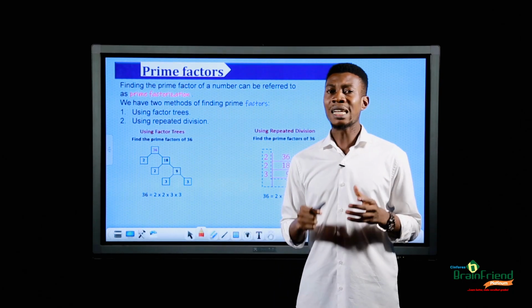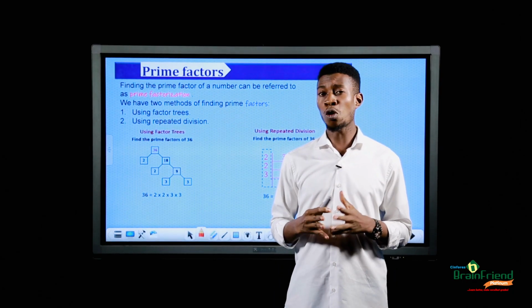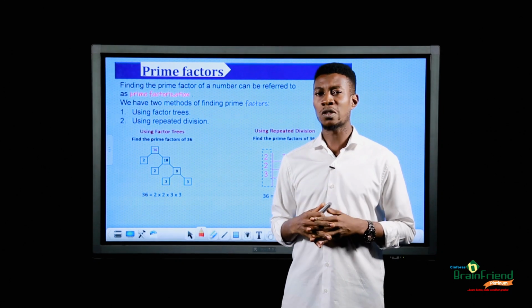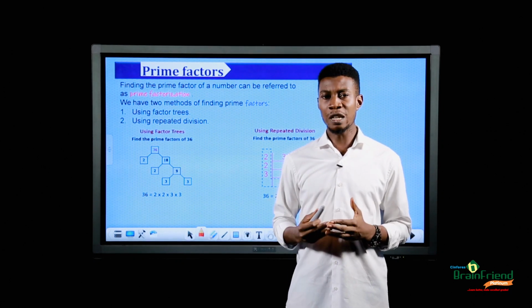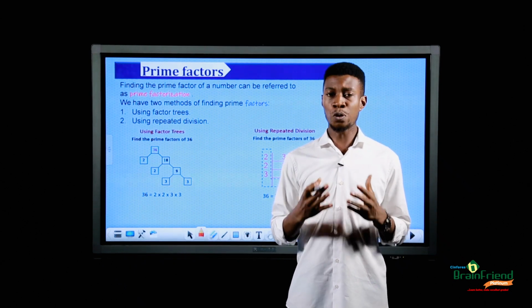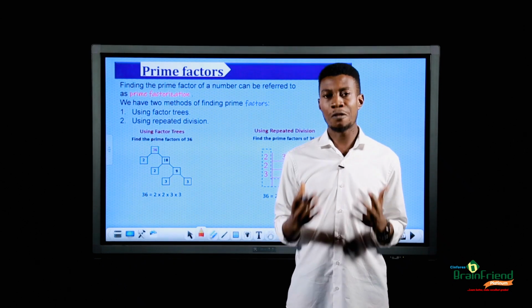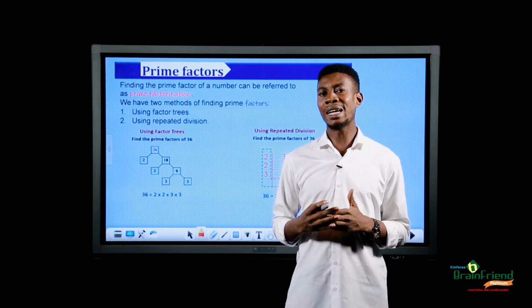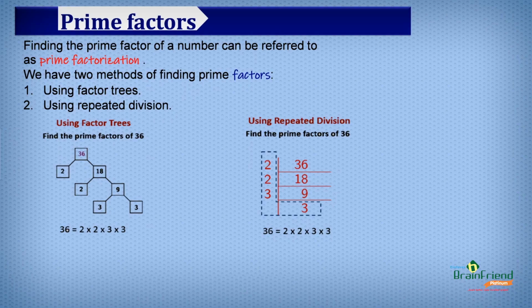Now, there is a name given to the process of finding out prime factors. This is what we refer to as prime factorization. That is the process of finding out prime factors. Let's see how we find out prime factors. We have two methods of doing prime factorization. These methods are the factor tree and the repeated division method.